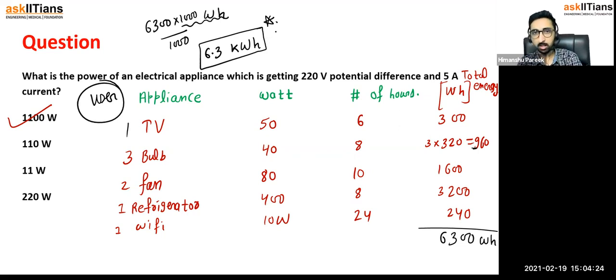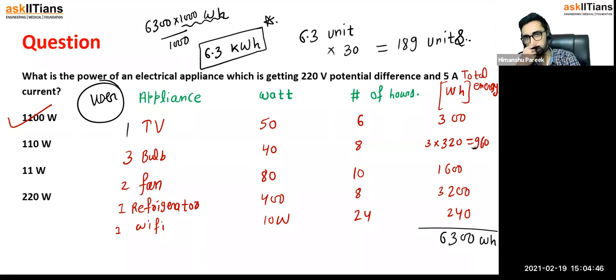And let's say he's in Rajasthan. So this is called a unit. So 6.3 units he's getting per day. Now for 30 days, for 1 month, 6.3 multiplied by 30, 189 units. I guess I'm correct. Let's check it.